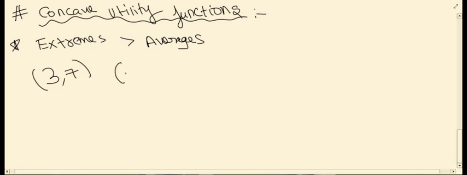The sum is 10. We need to take 2, 8. Now, while comparing extremes and averages condition, we need to look at the bundles, and the total number of commodities must be the same. Like here, it is 3 plus 7, 10, 2 plus 8, 10.